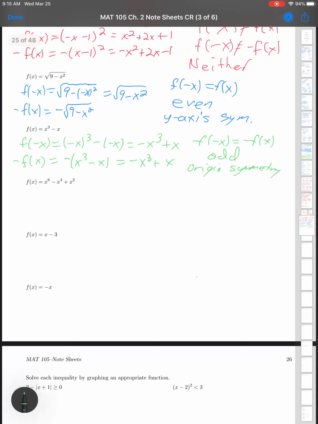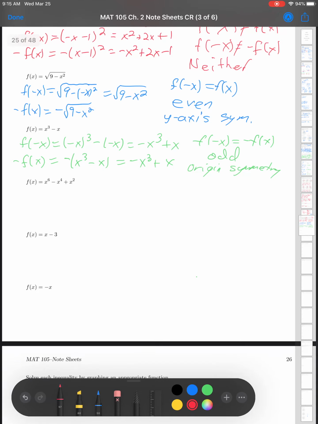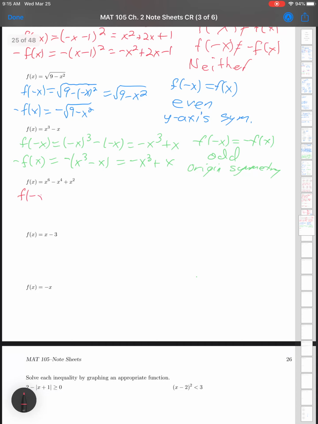Okay, so now that you've tried these other 3, let's go and talk about them. So we're going to do exactly the same thing we did for the first ones. So we'll do f of the opposite of x and the opposite of f of x. For this one, it's the opposite of x to the 6th minus the opposite of x to the 4th plus the opposite of x squared. And this one, we're going to have the opposite of x to the 6th minus x to the 4th plus x squared.